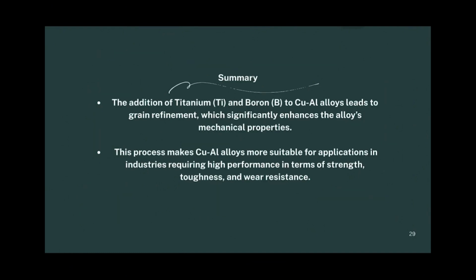The summary of this presentation is that the addition of titanium and boron to aluminum copper alloys leads to grain refinement, which significantly enhances the alloy's mechanical properties, and this process makes the aluminum copper alloy more suitable for applications in industries which require high performance in terms of strength, toughness, and also wear resistance.